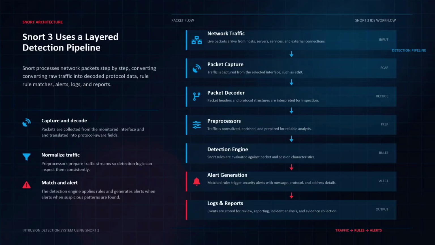So let us understand the Snort 3 layout. It will start with network traffic, then packet capture, packet decoder, preprocessors, detection engine, alert generation, and logs and reports.